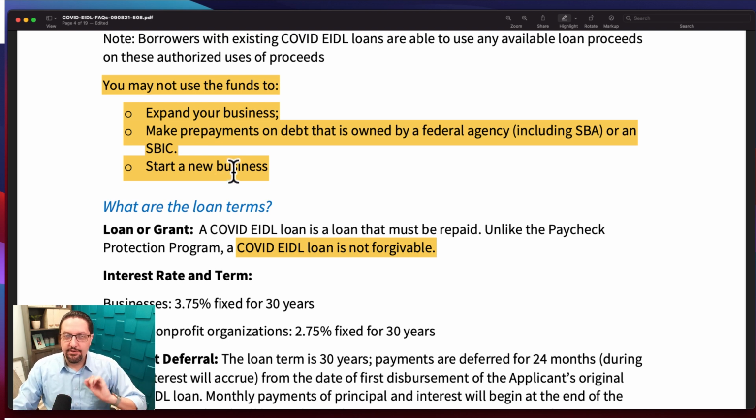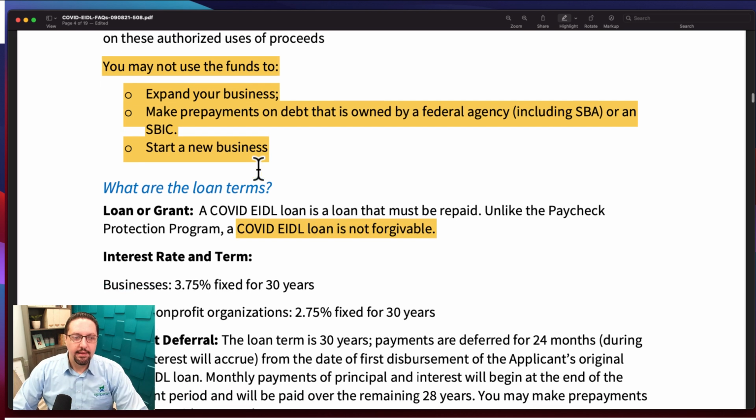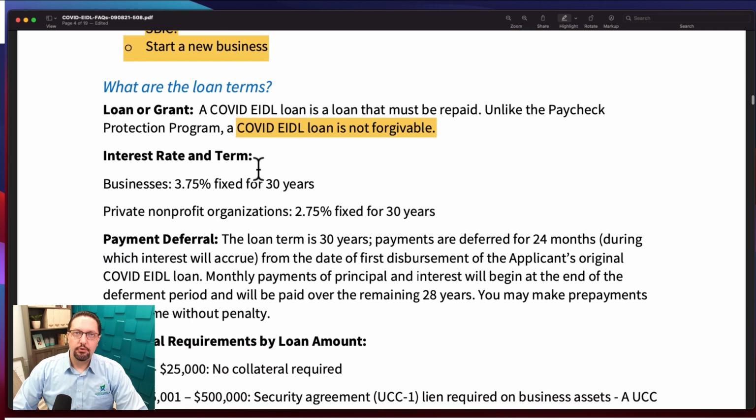And also, you cannot use the funds to start a new business. You need to use the funds for your current business operational expenses. Okay, very important. One of the most common questions we get is, is the EIDL loan forgivable? No, the COVID EIDL loan is not forgivable. The loan that is forgivable is the PPP.